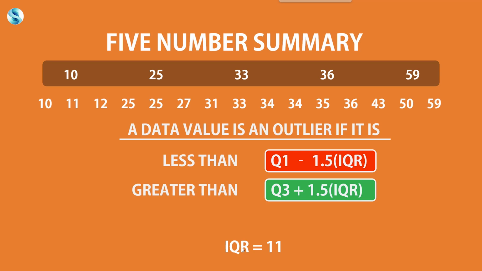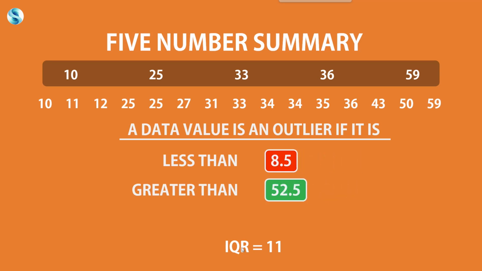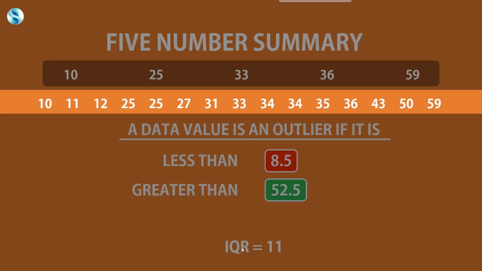At this point, we can start substituting values. Q1 is 25, Q3 is 36, and the interquartile range is equal to 11. And so we say that a data value is considered to be an outlier if it's less than 8.5 or if it's greater than 52.5. If we look at our dataset, we see that no values are less than 8.5. However, we do have a value that is greater than 52.5. Therefore, we see that 59 is an outlier.